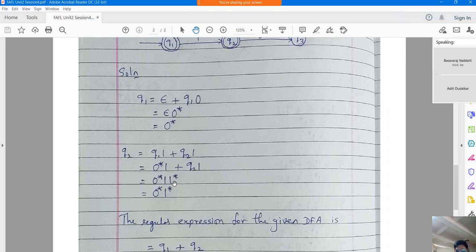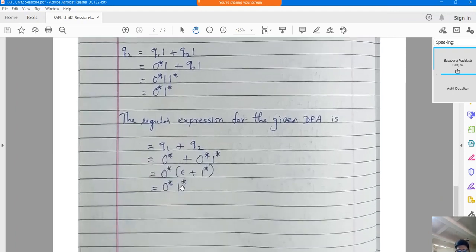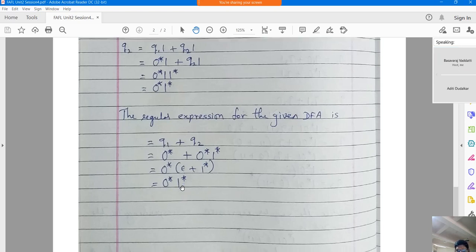Here, one concatenated with one star is one star. One concatenated with one star is one star. Any other doubts, please?